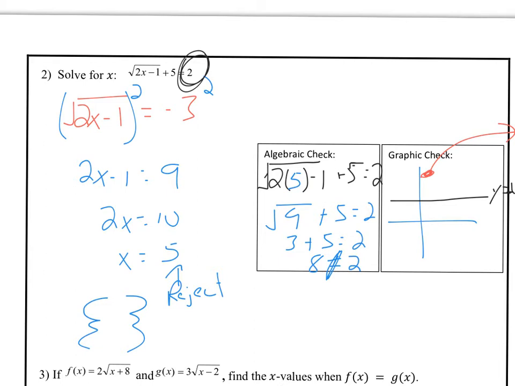So with a graphical check, you could have just solved it that way pretty quick. Sketch the graph real quick and say there is no answer. They never cross.